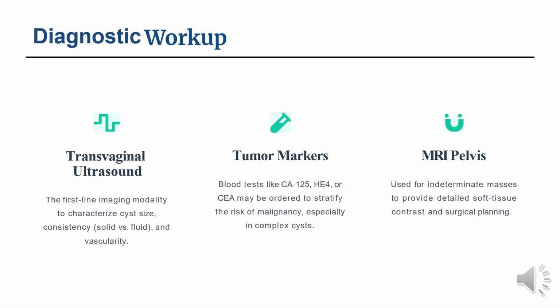Before surgery, a detailed diagnostic workup is essential. A transvaginal ultrasound is the first-line imaging technique to assess cyst size and structure. Tumor markers like CA125 help evaluate the risk of malignancy, and an MRI may be used for indeterminate cases to plan surgery.